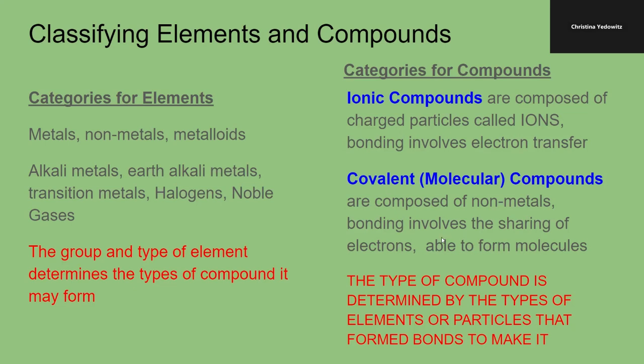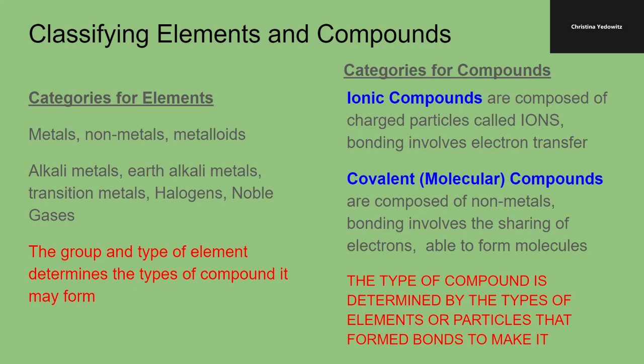Okay, and then here's your classifications for compounds. If you're classifying compounds, they go into one of two categories. That is ionic compounds or covalent compounds, which are known also as molecular compounds. And that is because they form molecules. We'll get deeper into those definitions later. Just keep in mind that these are the same thing. Okay, so if they ask for covalent or if they ask for molecular, they're talking about the same thing. You can also use those terms interchangeably.